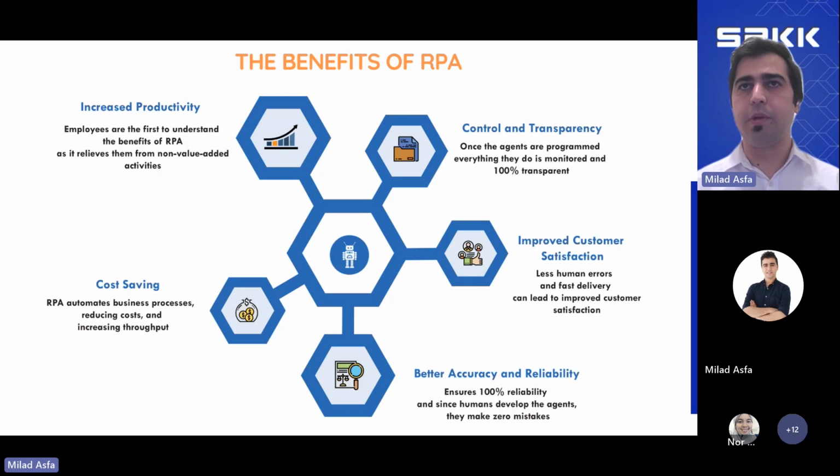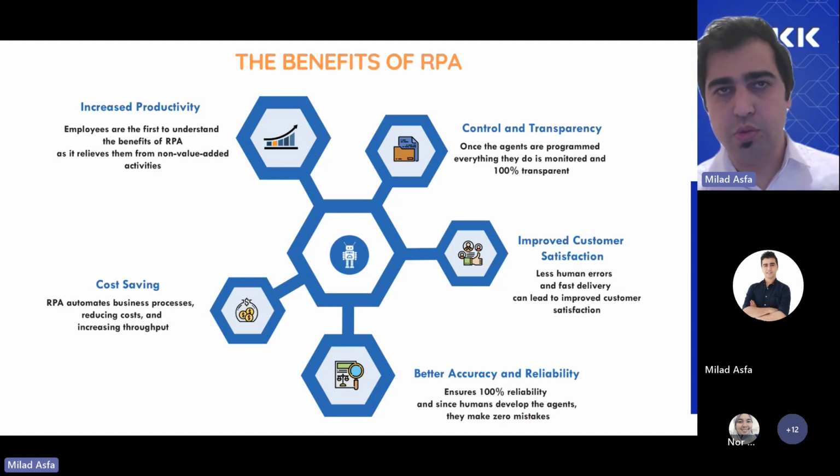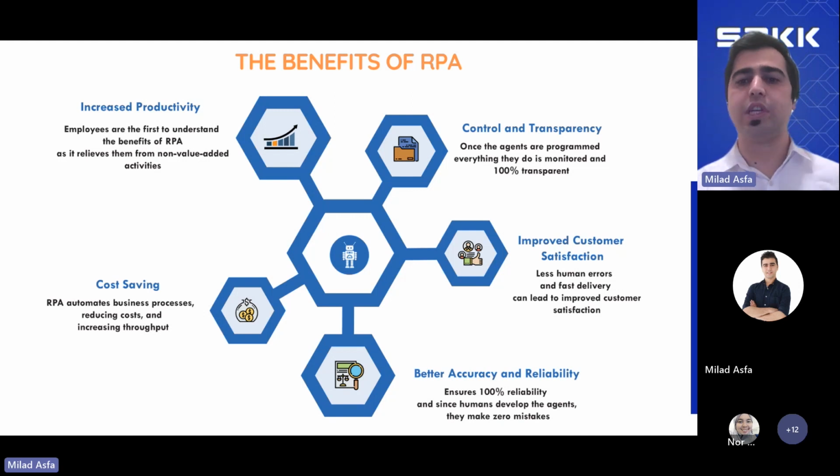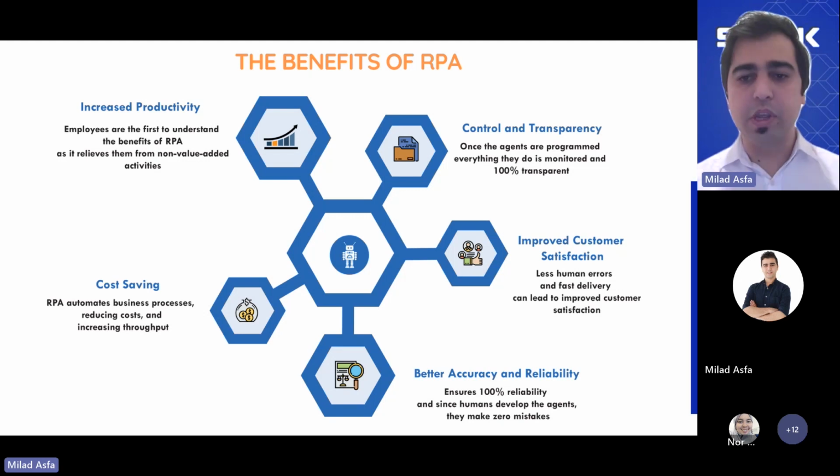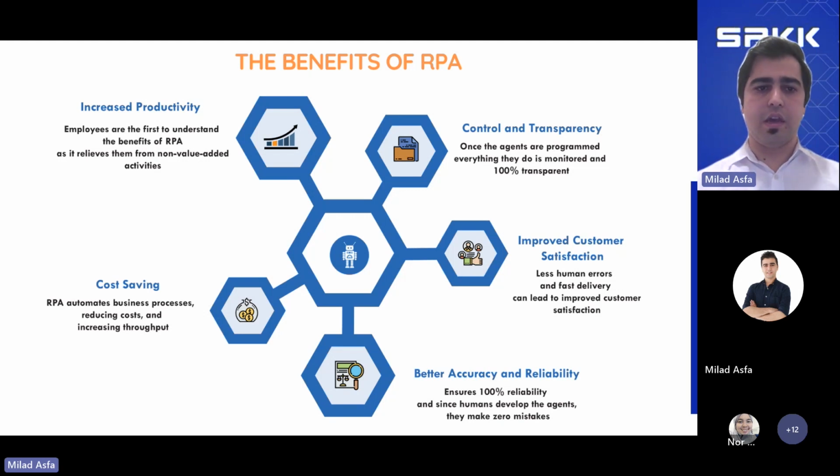But with the help of RPA, they can categorize all the emails, send them to the related party, or even answer back some of the questions that are already predefined. Of course, it's cost saving because you can replicate one bot or RPA on different machines at the same time. They can work together and do some tasks.